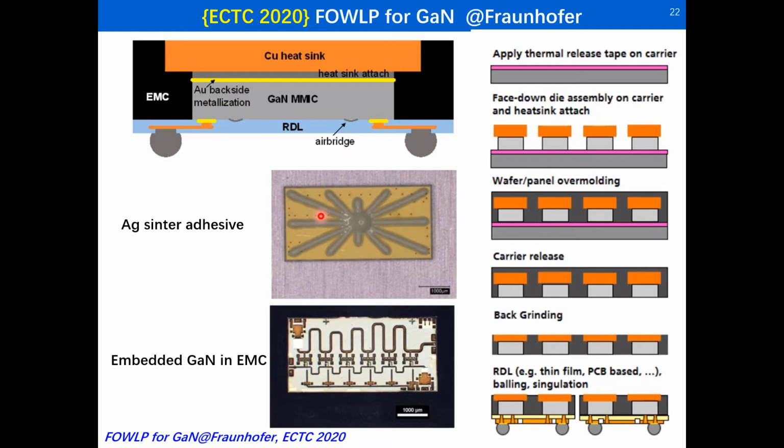And the fan-out process is conducted with the copper pad. The gallium nitride die with copper pad is molded together, and then the backside is polished to expose the copper pad, and then RDL, and then solder balls, similar to a normal fan-out method.